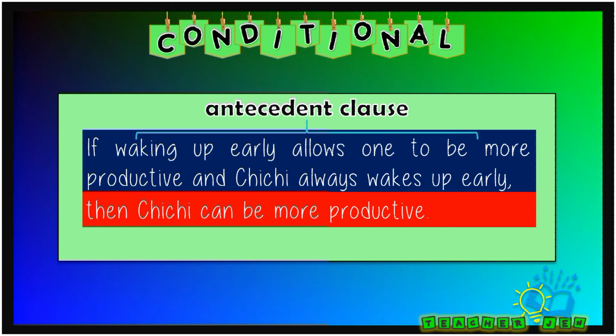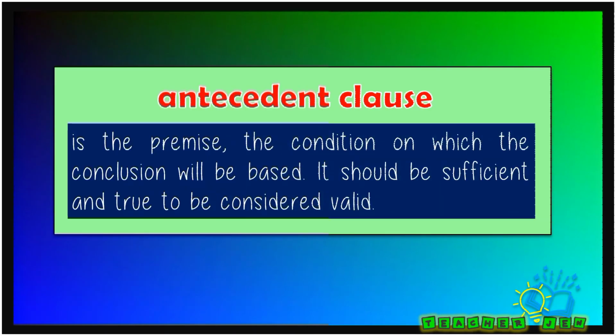What is an antecedent clause? An antecedent clause is the premise, the condition on which the conclusion will be based. It should be sufficient and true to be considered valid. So here it is. It is clearly seen that the premise in the argument is the antecedent clause in the conditional statement.